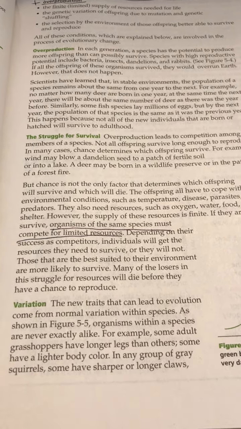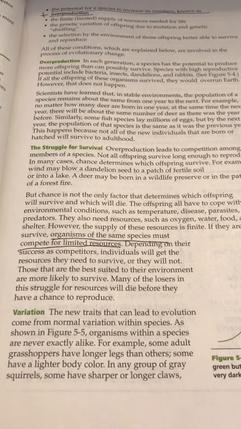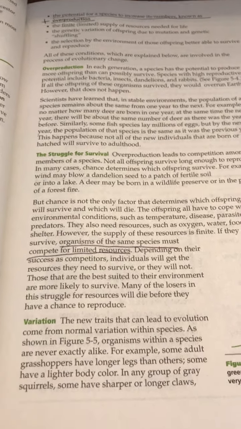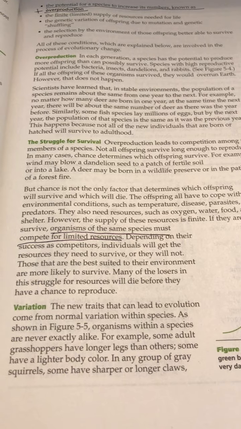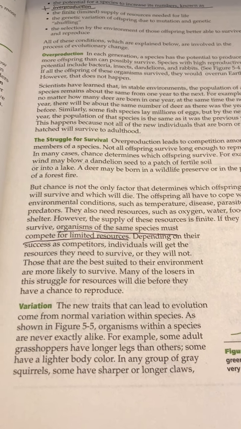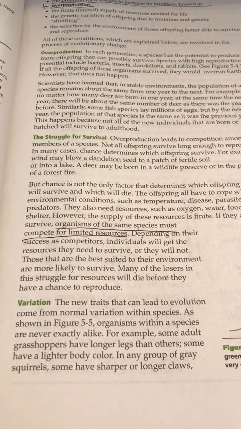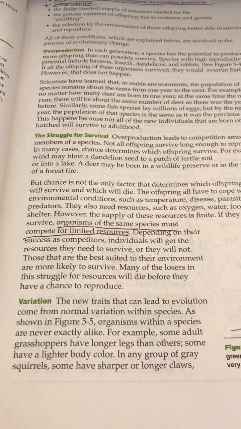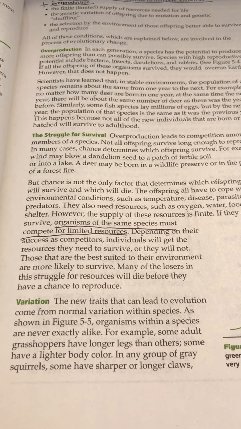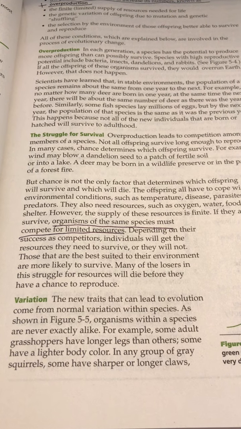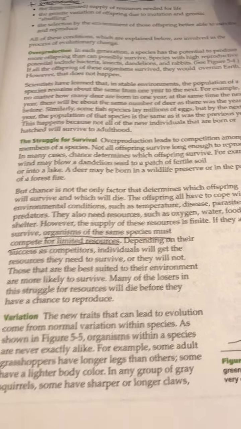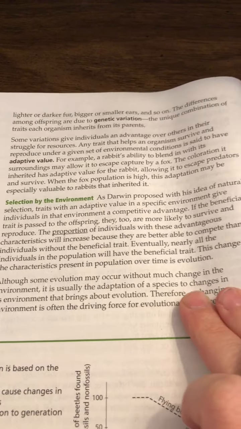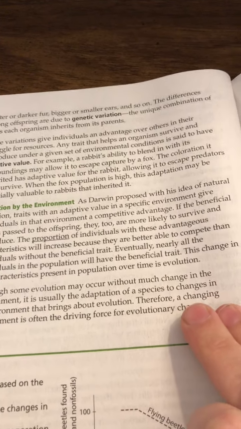Variation. The new traits that can lead to evolution come from normal variation within a species. As shown in Figure 5.5, organisms within a species are never exactly alike. For example, some adult grasshoppers have longer legs than others. Some have a lighter body color. In any group of gray squirrels, some have sharper or longer claws. Lighter or darker fur, bigger or smaller ears, and so on.